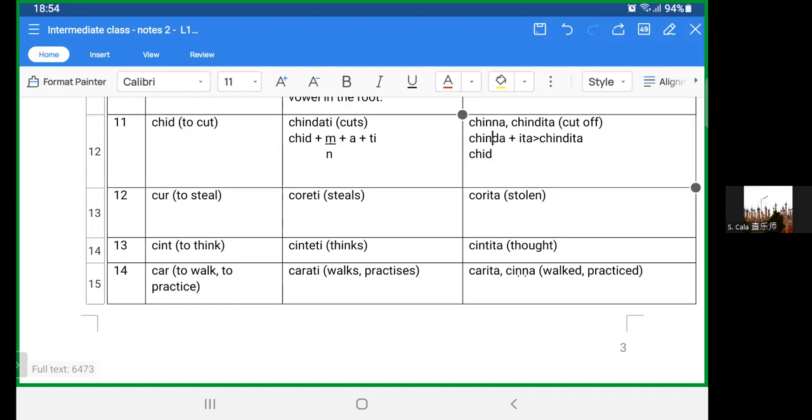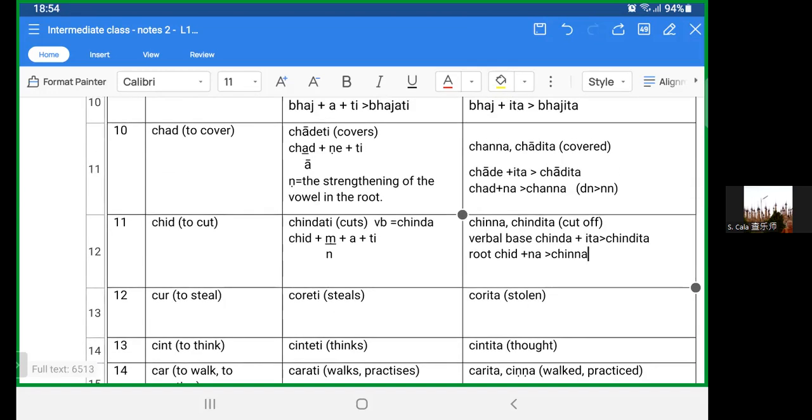So what is different here is this is the verbal base, all right? Verbal base, chinna, all right? The verbal base is chinna, right? But if you go for the root chit, all right, this is the root. Chit, you add the na, becomes chinna, right? So like just now here, chade. So this is the verbal base. I write this, okay? The verbal base. So this is the root, all right?